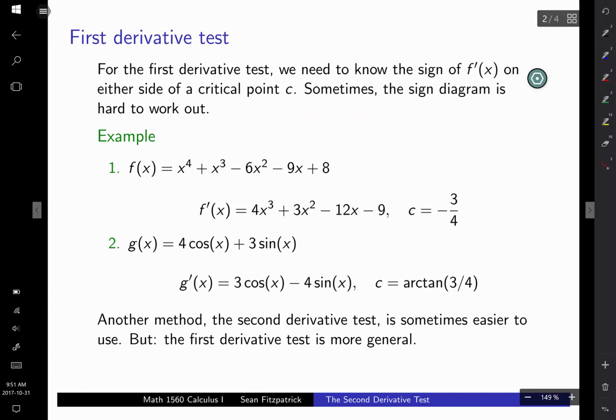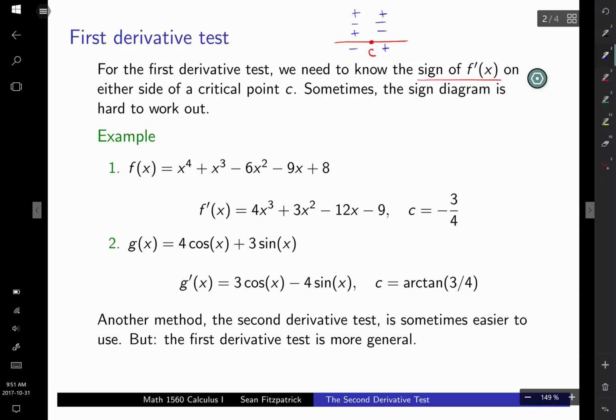Okay. Now, we already know the first derivative test, and in most cases, the first derivative test is still the best way to go, right? If you have the sign diagram for f prime, once you know the sign of f prime on either side of your critical point, you know exactly what's going on at that critical point, right? Because at your critical number, we know that there's really only four possibilities. You could be plus plus, you could be minus minus, you could be plus minus, or you could be minus plus.